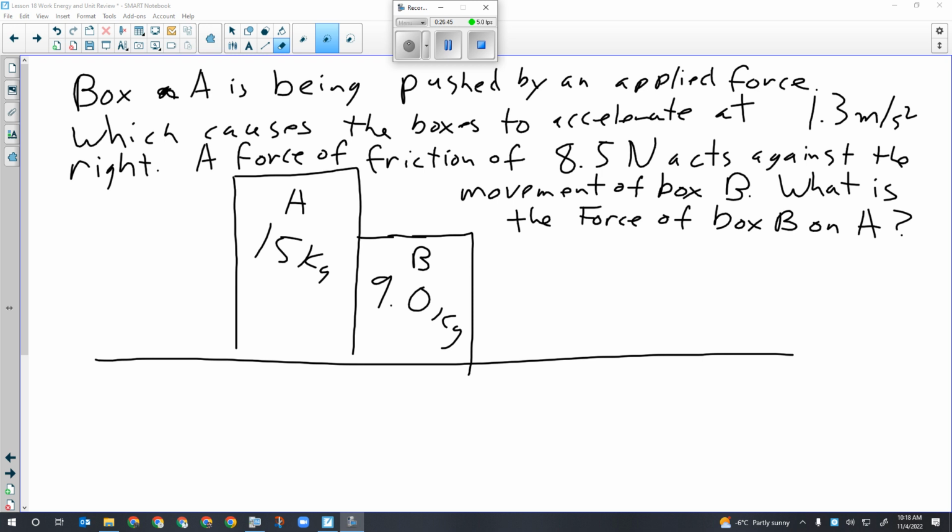All right, so I'm just going to isolate box B. Okay, so here's box B, 9 kilograms. This is the force that A exerts on B, and this is the force of friction that they gave me, 8.5 newtons. All right, what's the importance of the force of A on B?